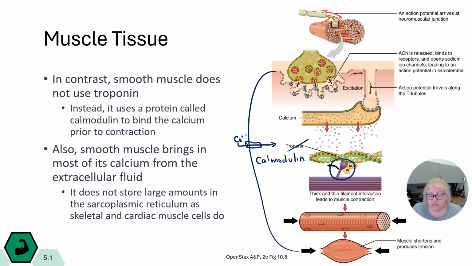Skeletal and cardiac muscle cells store a lot of that calcium because the contractions in cardiac muscle have to be so consistent, and in skeletal muscle have to be so powerful. So it helps them to store that calcium there. Whereas smooth muscle needs the calcium, but it can export it or import it from the external environment when it needs it.